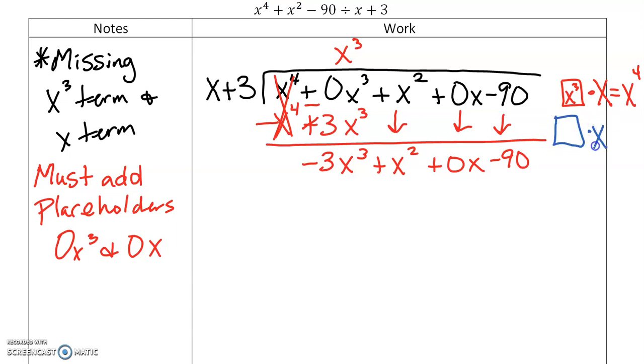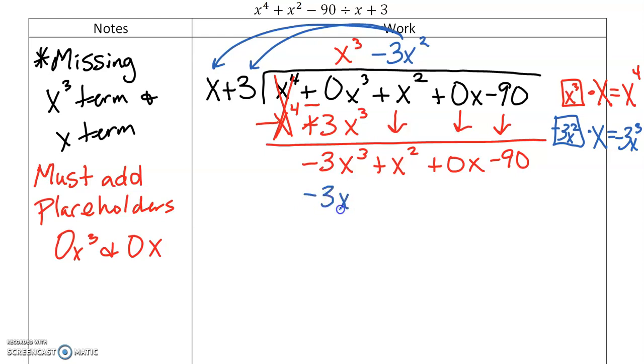What times x equals our new leading term, negative 3x cubed? What goes in the box? Well, I'm going to need a negative 3, and then I've already got an x, so I need 2 more. So negative 3x squared. Now I've got to take that negative 3x squared times x and that negative 3x squared times 3. So I get a negative 3x cubed, and then negative 3x squared times a positive 3 gives me a negative 9x squared. All together, we're going to draw the line and change the signs.